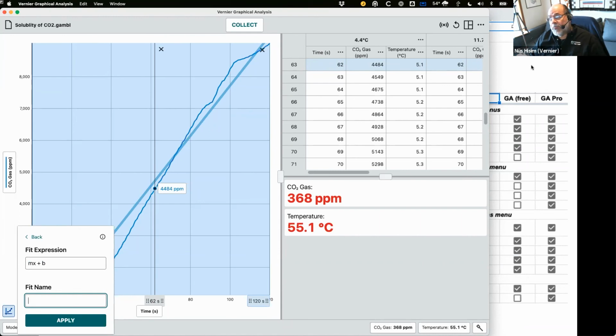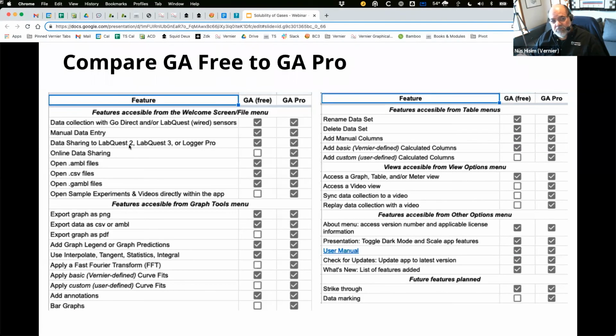So in our presentation, we put a bunch of things in because we get this question pretty commonly: what can you do in Pro that you can't do in free? Melissa made up this nice little chart, and I just copied and pasted it in so people could see the relationship.